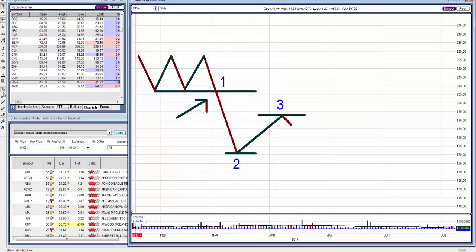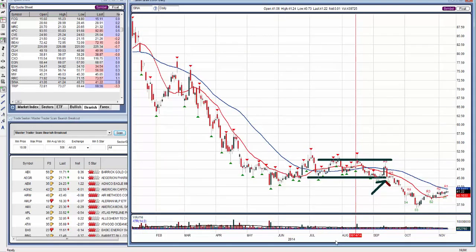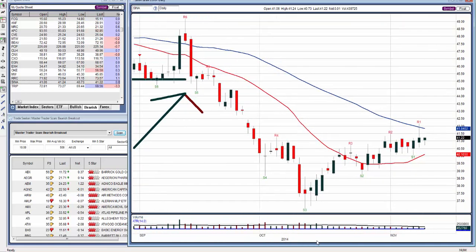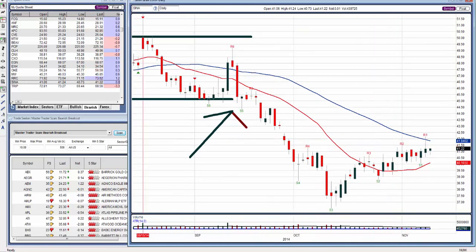So coming back now into Cena here, let's look at that short-term trend. Coming back into Cena, we have a trend that's right there labeled one. It gets overextended at number two, and comes back into resistance at number three.